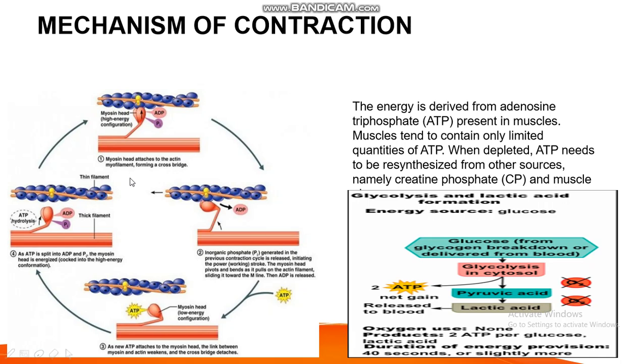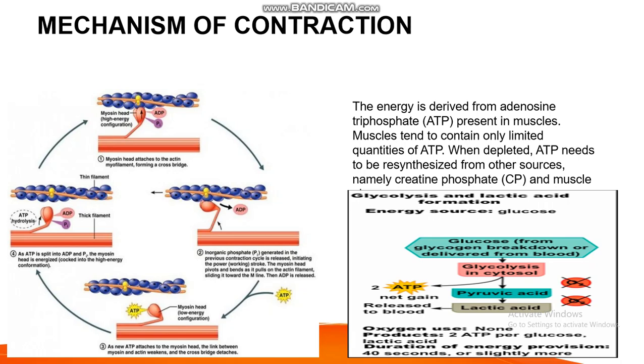Let's look at the mechanism of contraction. First, after the action potential arrives and causes the influx of sodium ions, it causes the opening and release of calcium ions from the lacunae of the sarcomere. Then the myosin head attaches to the actin myofilament and forms a cross bridge. Then the inorganic phosphate generated in the previous contraction cycle is released, initiating the power stroke. The myosin head pivots and bends as it pulls on the actin filament, sliding it towards the M line.